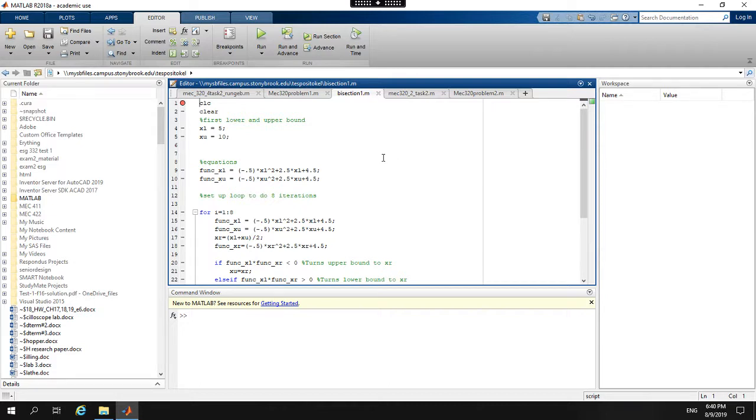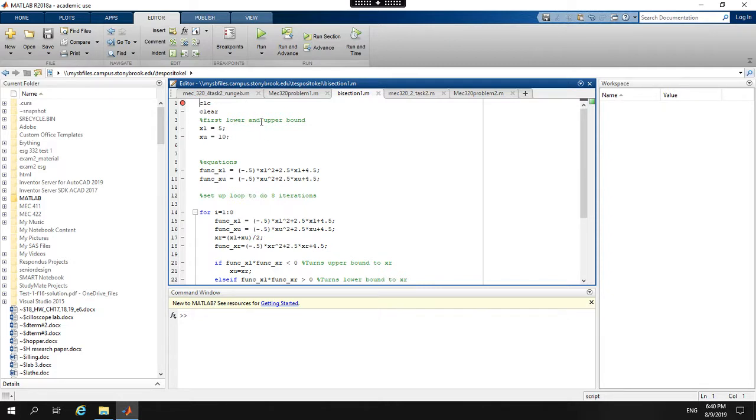To start off your Matlab code, you're definitely going to want to clear everything, CLC and clear. That's going to clear your workspace and make sure nothing else is running and you don't have anything open. You want that at the beginning of the code.